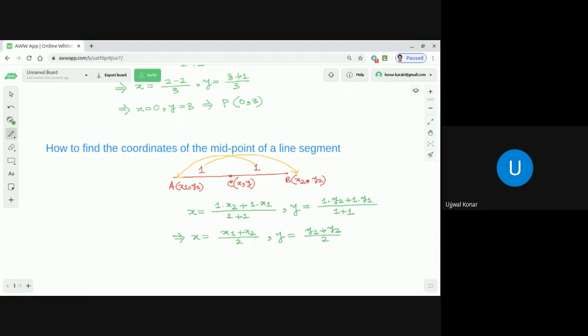Clear? Do you have any doubt, dear Bhumika? No, sir. Absolutely clear?